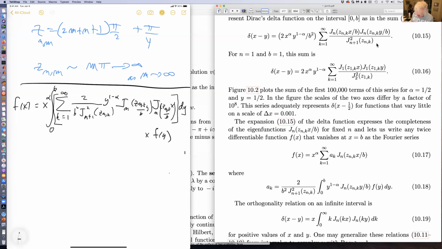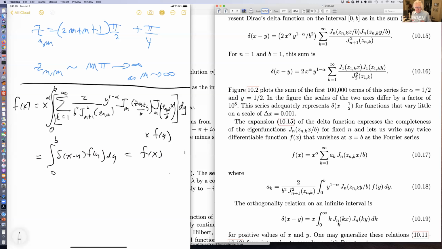So this is actually equal to, once we include the x alpha, an integral from 0 to b of delta of x minus y, f of y, dy, and so that just gives us f of x. So this is a correct equation, and it expresses the completeness.